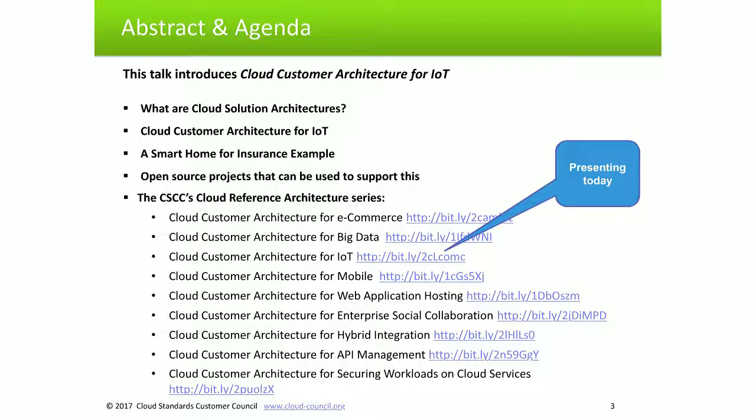As you can see on this slide, the Cloud Standards Customer Council has been delivering a whole series of these vendor-neutral cloud architectures. The papers illustrate how to leverage cloud computing architecture to support technologies like e-commerce, big data and analytics capabilities, IoT, mobile applications, hybrid integration, and API management. You can see we have a whole list here that you can view in addition to the paper we're talking about today.